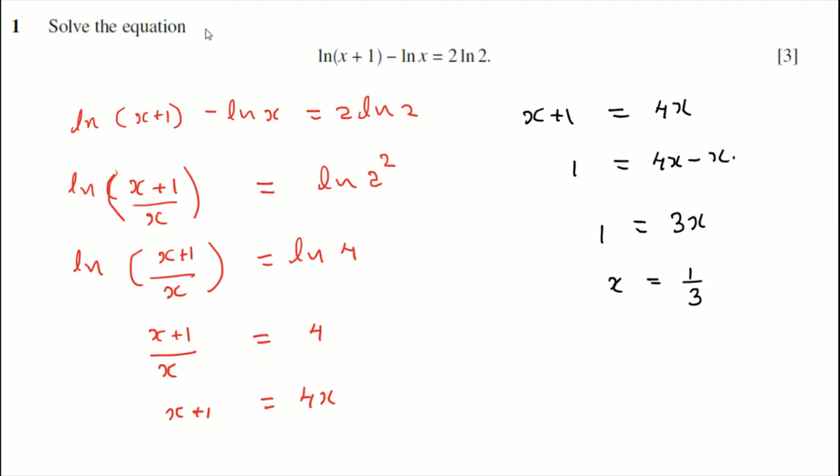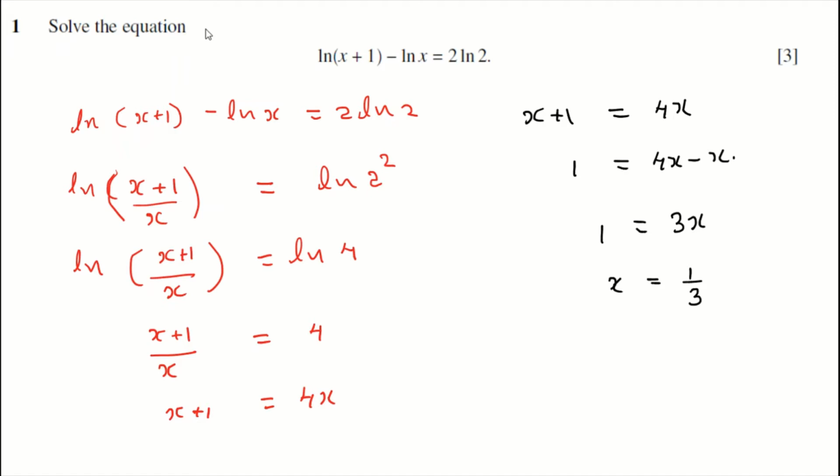On either side it is ln. Therefore we can take antilog and get rid of ln, which will give us (x plus 1) over x is equal to 4. To solve this one, take x to the other side. You multiply both sides by x.